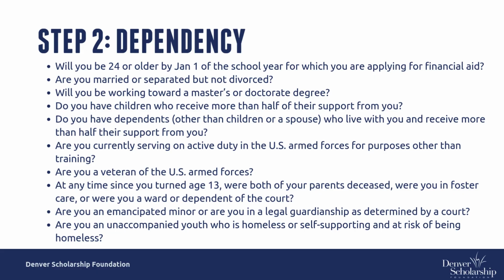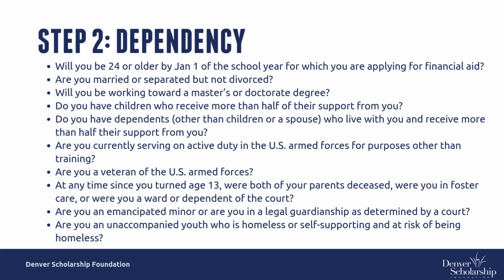This is the list of questions that students will see when they are completing their financial aid application. The way it appears on the forms is that there'll be a checkbox next to each of these questions. If the answer to the question is yes, then the student will check the box. If the student checks any of those boxes, they will be considered independent. If they do not check any boxes, they'll see one at the end that says none of these apply, and then they will be considered a dependent student.